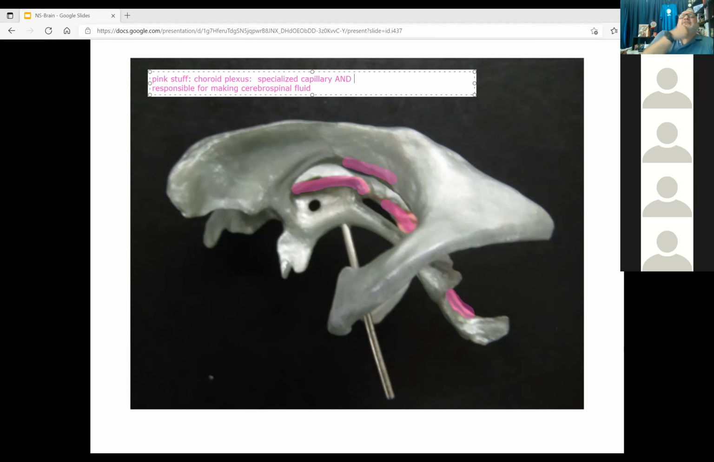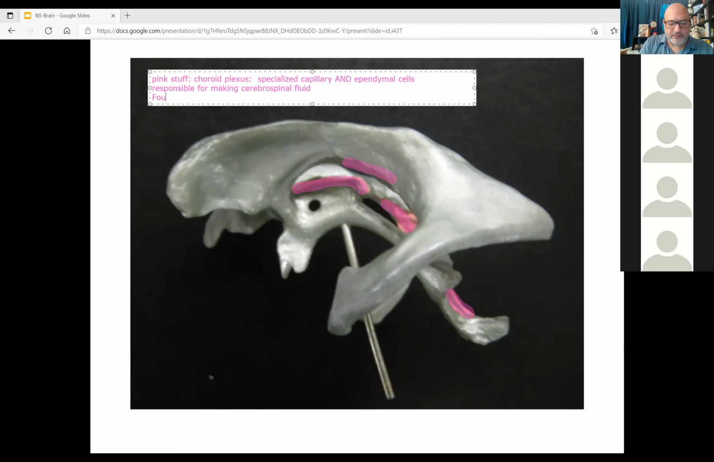When we were learning about the support cells, didn't we learn about a neuroglial cell that played an important role in the making of the cerebrospinal fluid? Ependymal cells. Excellent. And that's what choroid plexus is. Choroid plexus are these specialized capillaries lined with ependymal cells that are responsible for making our cerebrospinal fluid.